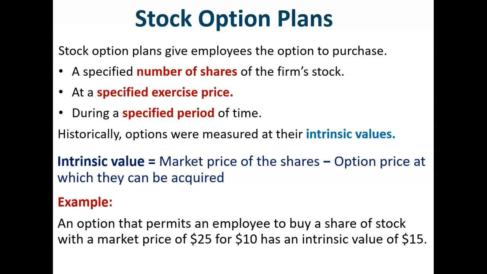Historically, stock options have been measured at their intrinsic values, the simple difference between the market price of the shares and the option price at which they can be acquired. For instance, an option that permits an employee to buy $25 per share stock for $10 per share has an intrinsic value of the difference between the two, $15.